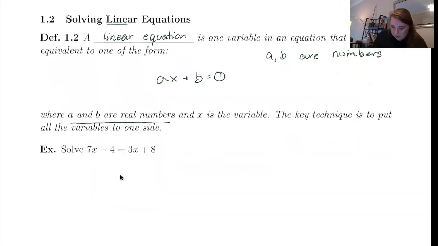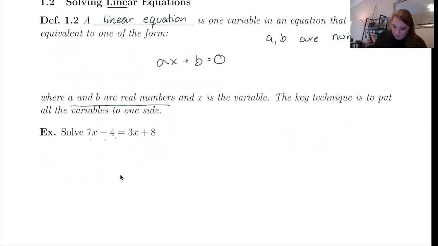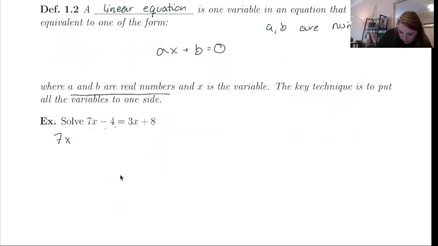So we're asked to solve 7x minus 4 equals 3x plus 8. Okay? So 7x minus 4 equals 3x plus 8. So then what happens is we can now kind of do... actually, no, let's still do just one step at a time. So let's get all my variables onto one side. So I'm going to subtract 3x from each side.